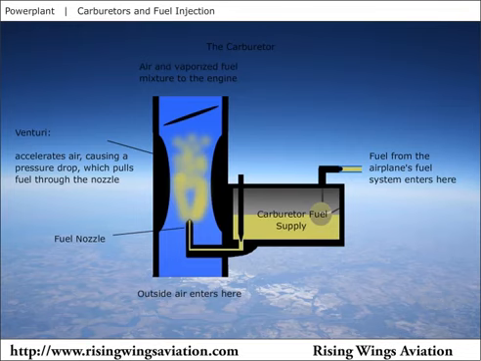A fuel nozzle placed inside the venturi allows the lowered air pressure to pull fuel through the nozzle and into the intake air. The sprayed fuel quickly vaporizes in the air.